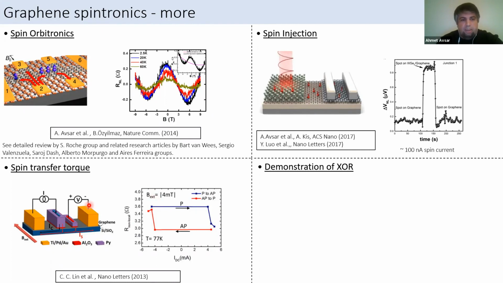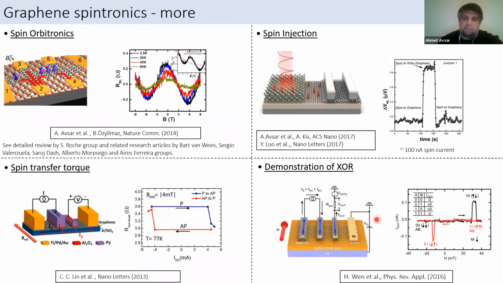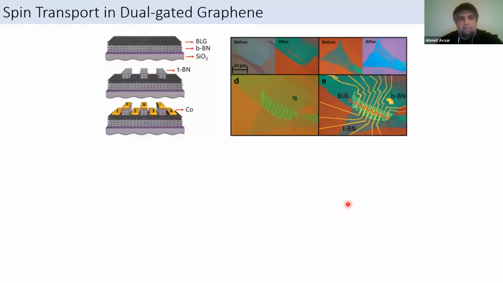And once we're talking about logic operations, there was already some demonstration of logic operations in graphene. One of them was the exclusive OR demonstration by Kawakami's group. Here they changed the polarity of the magnets with the magnetic field, but the idea is that they could change the spin accumulation under this electrode, and then they could see these exclusive OR operations, which again I believe is quite important for the applications aspect.